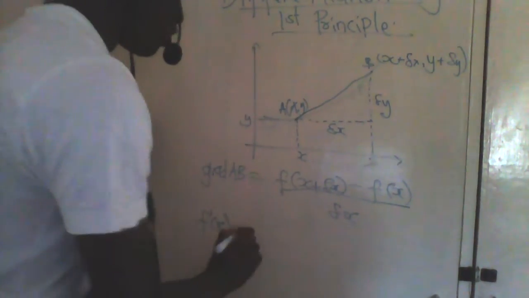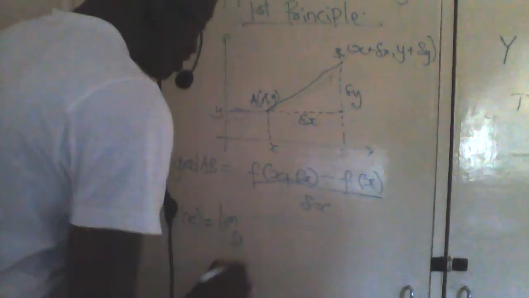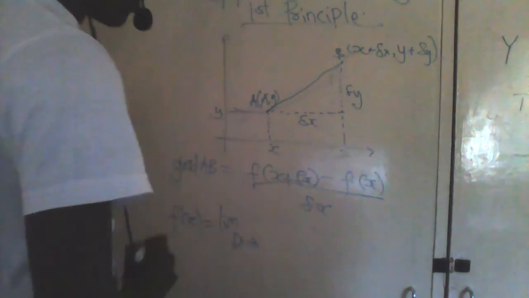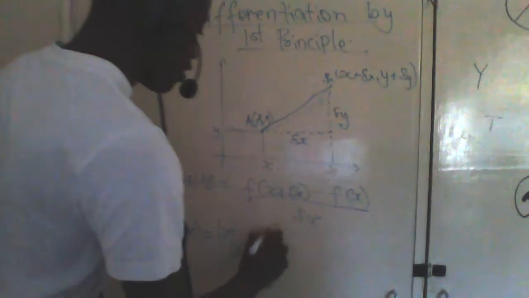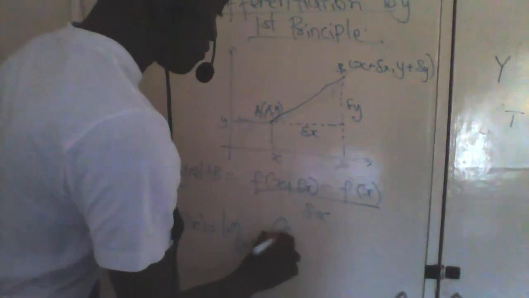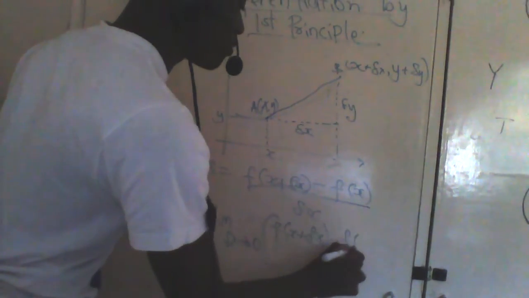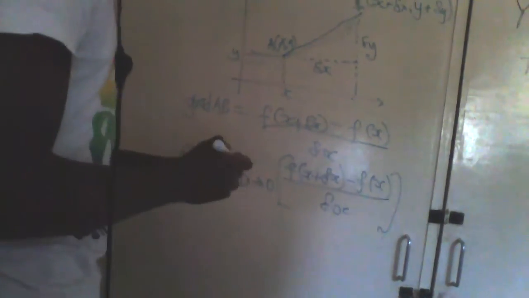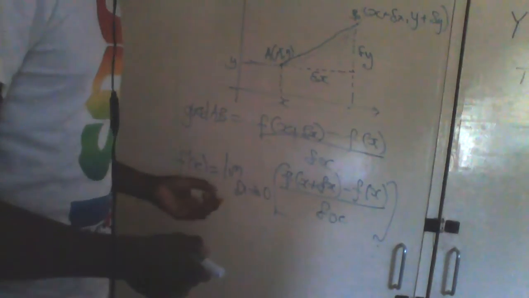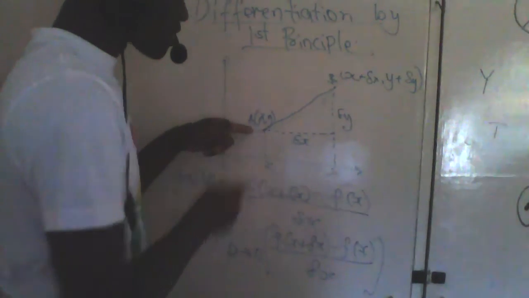So the gradient function will be the limit as a small change in x tends to 0 of f of x plus delta x minus f of x all over delta x. That is how we get the gradient function of the curve. So as this delta x tends to 0, you get the gradient of this curve at the point A.